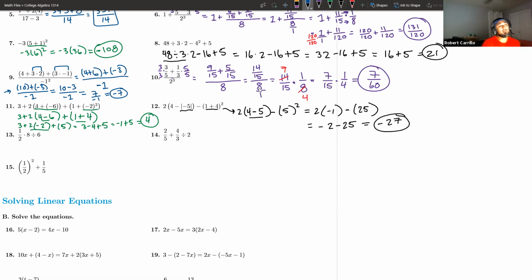Number 13. 1/2 times 8 divided by 6. Which one comes first, multiplication or division? Multiplication. So we're going to do 1/2 times 8, which will give me 4 divided by 6. And now we have 4 divided by 6. What do we do here?